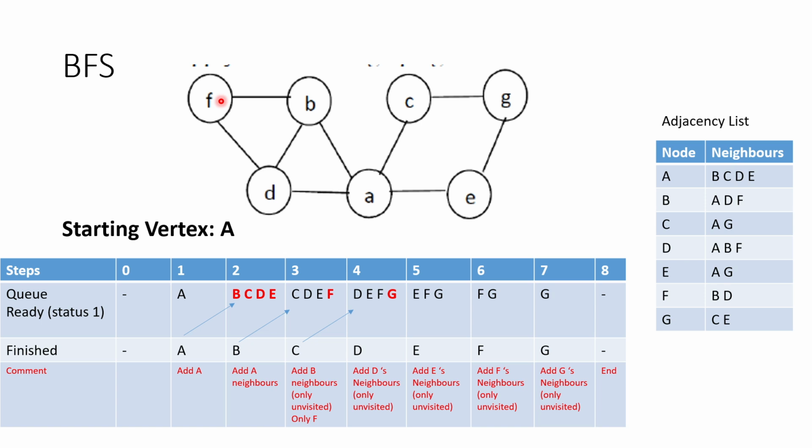That is the meaning. In the same way, G was added because of C. C's neighbors are A and G. A is already finished. J is a new element that is added when you consider C.